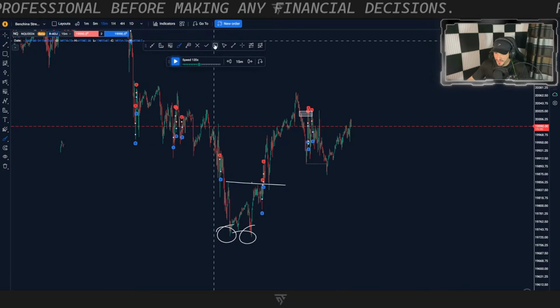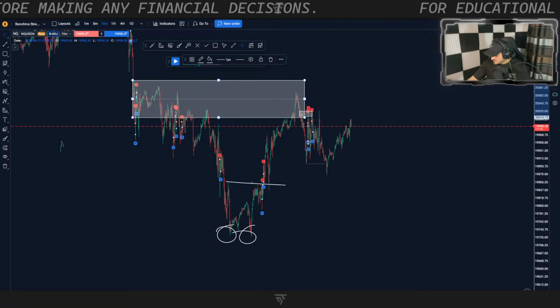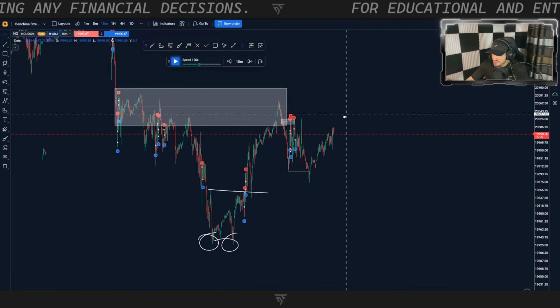We do also have an MM here. Let me take note of that. But I am bullish on price.